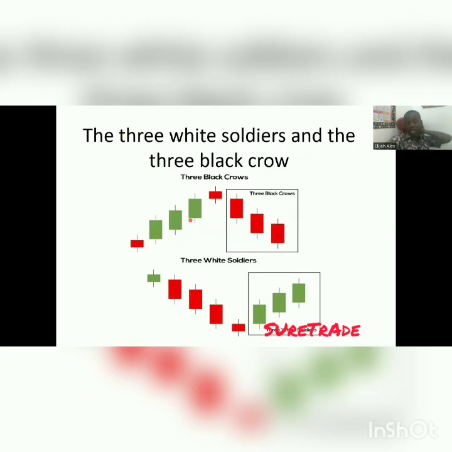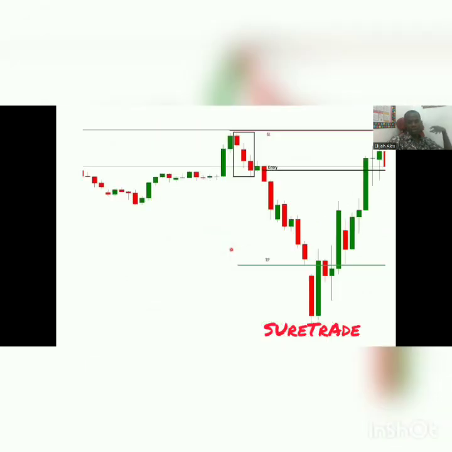Look at this now. Okay, the next candlestick pattern is called the three white soldiers and the three black crows. This is the three white soldiers. It's a bullish reversal pattern. And this one is the three black crows. Okay, as you can see, this is an example of the three black crows. Like you see, in an uptrend, you have the three black crows, 1, 2, 3. Enter your trade at the close of this last one, and then put your stop loss here in case the market continues up.